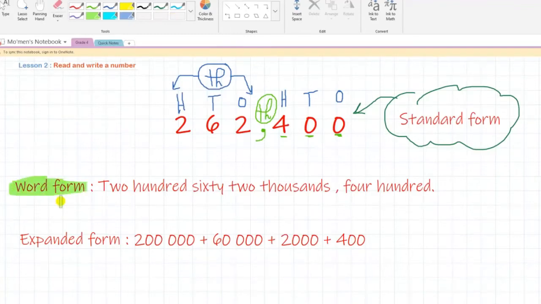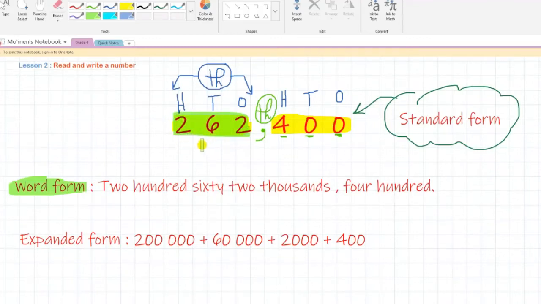How can we write it in word form? Okay, here firstly we have this comma that divides the number into groups of 3 digits in each group. So we have here these 3 digits and we have these 3 digits. We all know how to read a 3-digit number together, right? So let's read this number together.